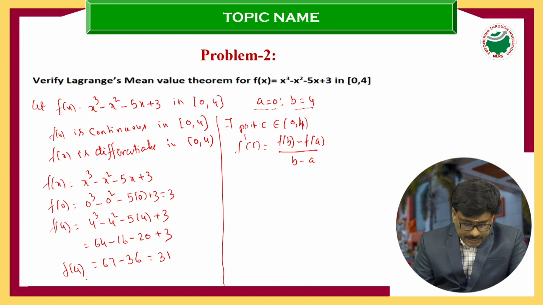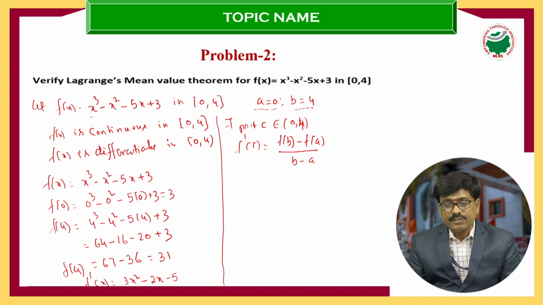We are going to calculate the derivative. What is f dash of x value? What is the derivative of x cube? 3x square. What is the derivative of x square? 2x. What is the derivative of 5x? 5. What is the derivative of a constant? 0. This is f dash of x.